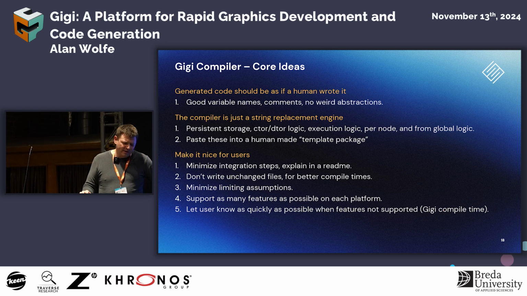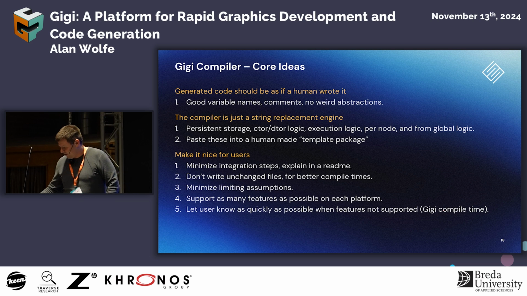And the other thing is, it's probably not going to be possible to support every single Gigi feature on every target platform. For instance, getting VRS working in WebGPU probably is not going to happen. But the Gigi compiler can detect when you're targeting WebGPU and using VRS, and it can make a compile error and let you know. It should let you know as soon as possible so that you don't have runtime silent failures, right? That's the worst case scenario.